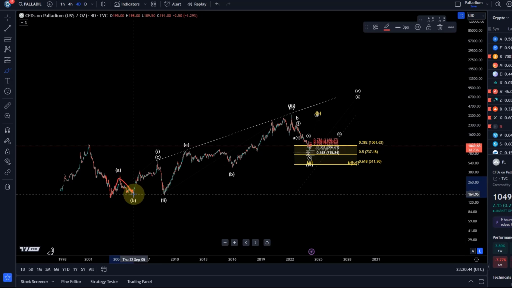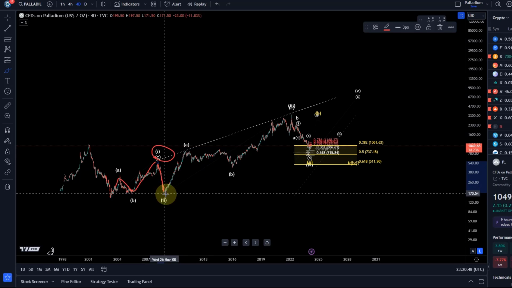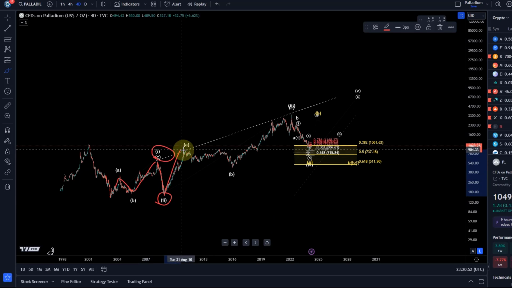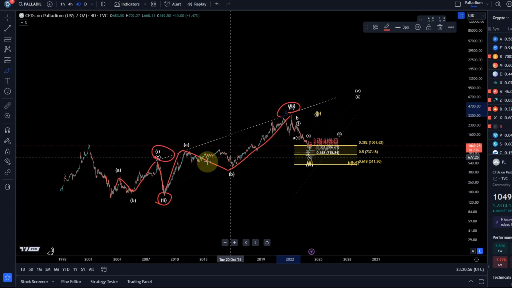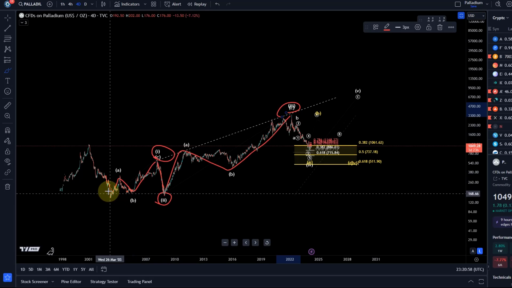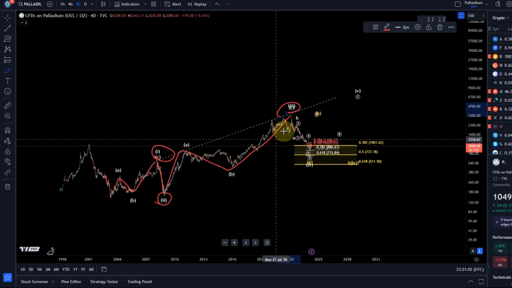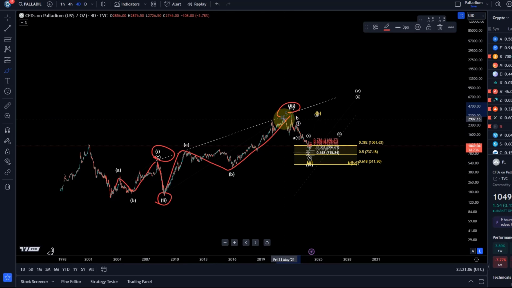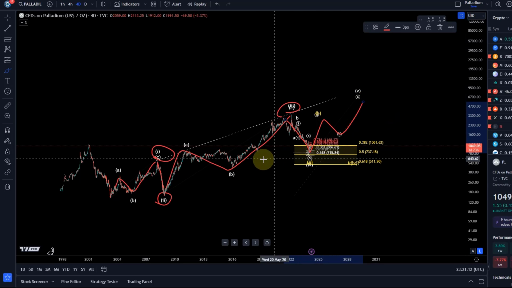We have an A, B, C structure to the upside in wave 1, a wave 2 pullback that was quite sharp, then an A, B, C structure in wave 3. So it has to be like that. This is a crystal clear 3-wave move in wave 1, and a crystal clear 3-wave move in wave 3. So the idea would be that this is now a wave 4 pullback, which could be complete, and then wave 5 should also be an A, B, C structure.